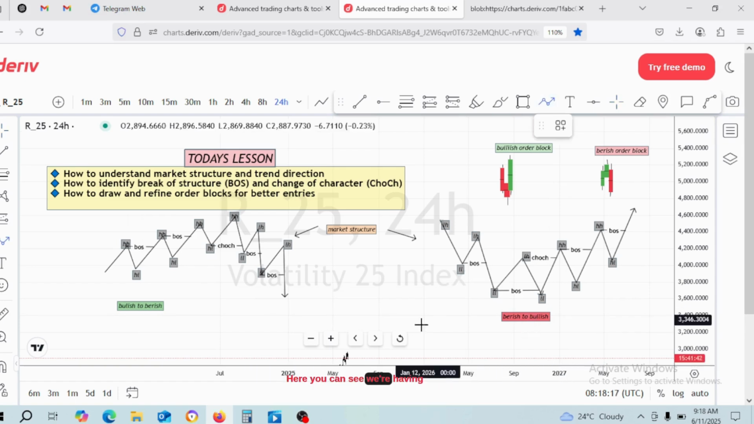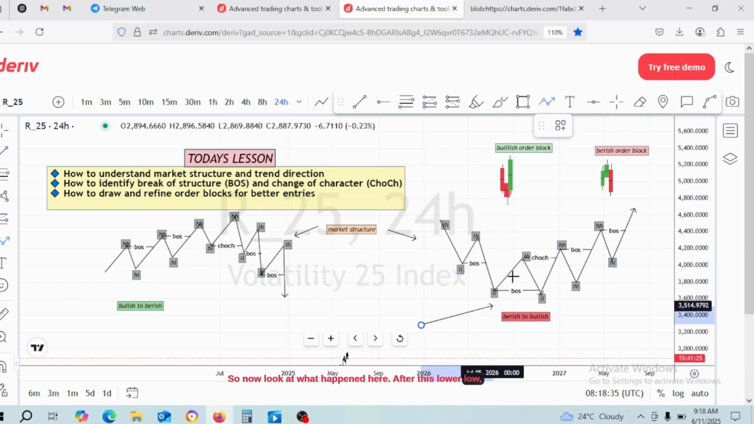Here you can see we are having lower highs, lower lows, lower highs, lower lows. We broke structure to the downside. So on a downtrend, every lower high tends to be respected. Do you understand? So now look at what happened here.